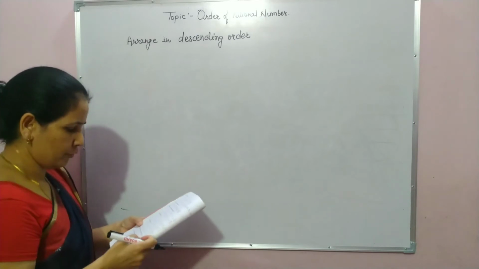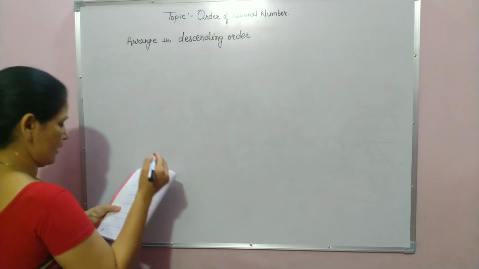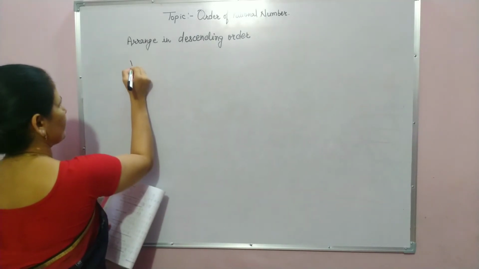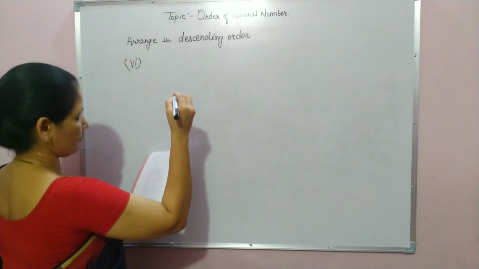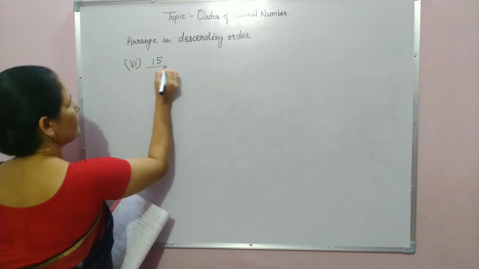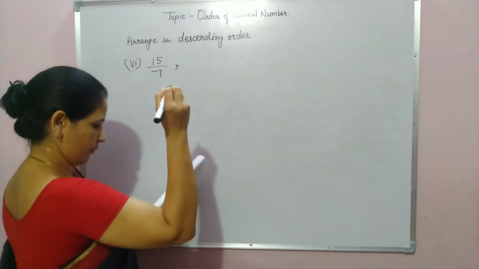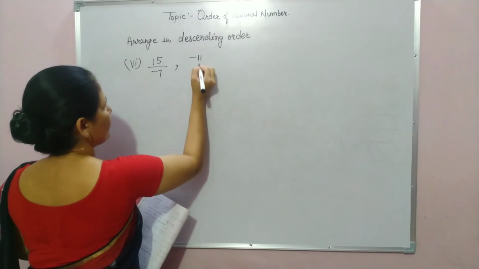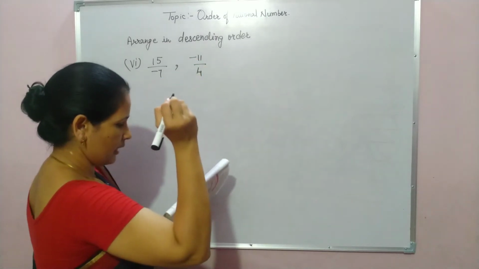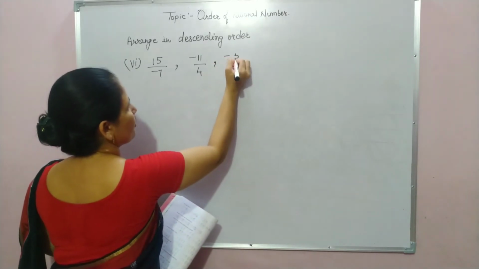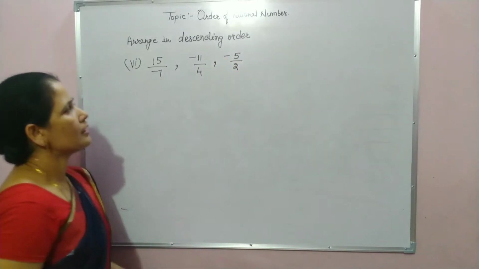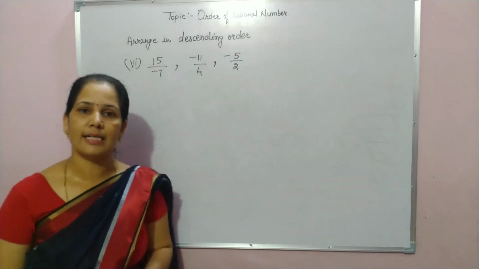For example, we have to arrange the numbers 15 by minus 7, minus 11 by 4, and minus 5 by 2. These numbers we have to arrange in descending order.